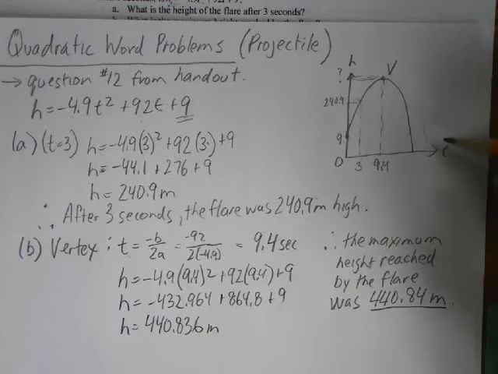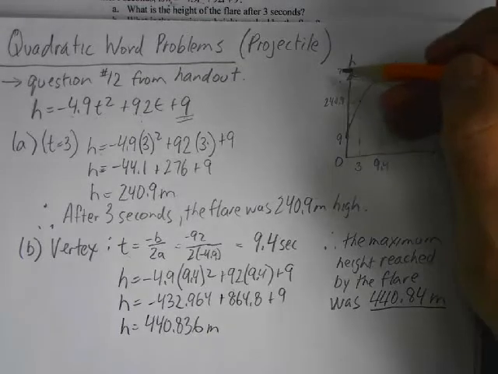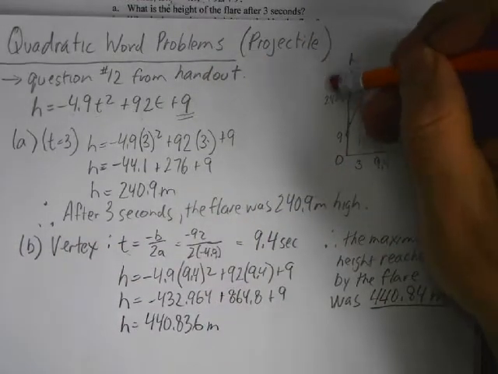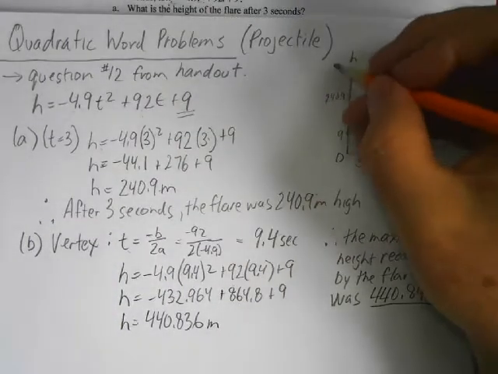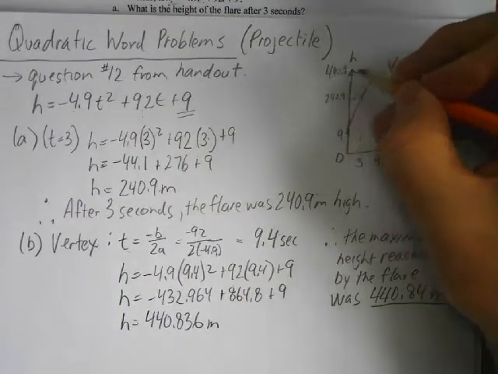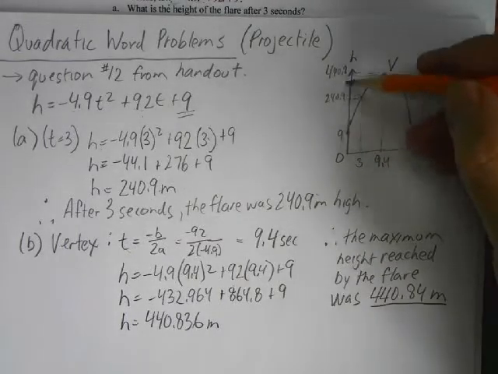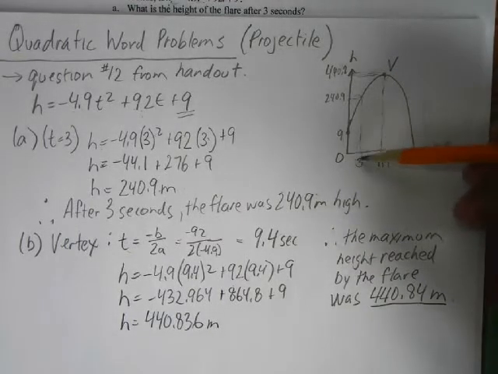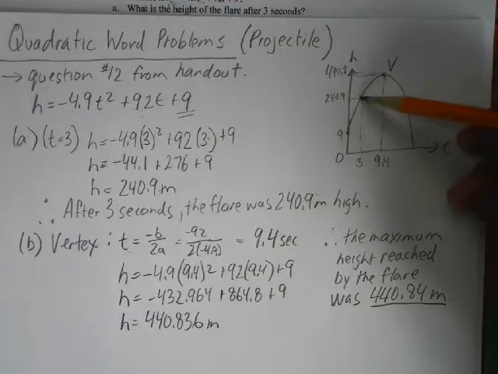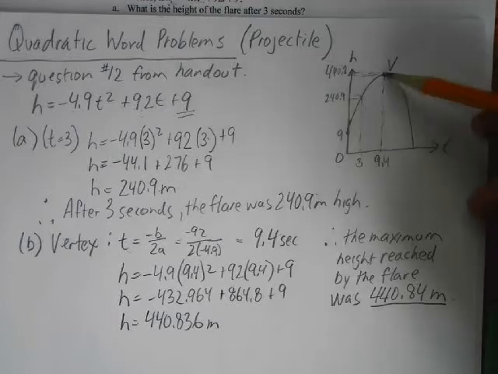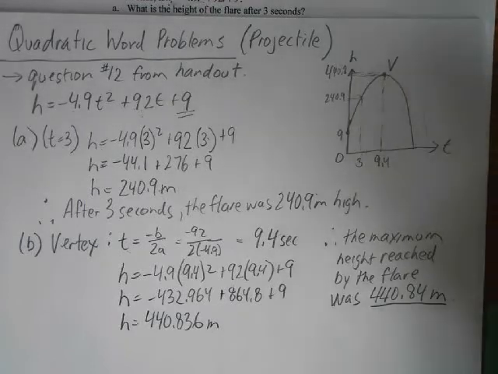So if you go back to your picture, you could fill in this question mark now. You know the maximum height was 440.8. Okay, and you can see the scale is way off, but it does contain useful information. This is the point that we use to answer part A. This is the vertex, which we use to answer part B.